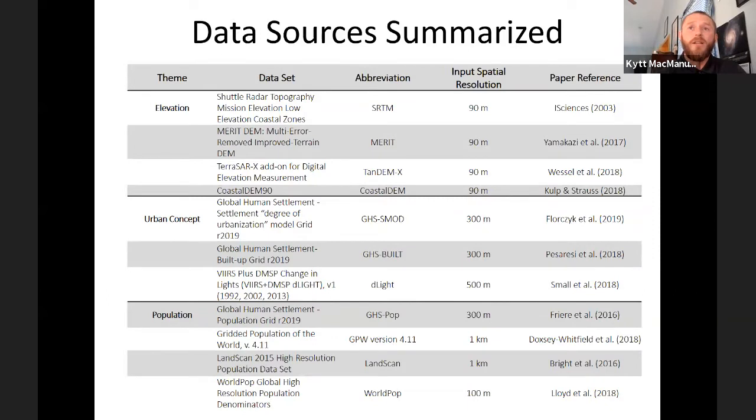So this is just a summary of the data sources. Again, we had 4 elevation data sources, 4 urban concepts. GRUMP is not listed here, but the 3 main ones, GHS SMOD, GHS Built, and DLight, and then 4 population data sets. As you'll notice, all of these data sets come at different resolutions, so we did do some pre-processing in order to harmonize the data.